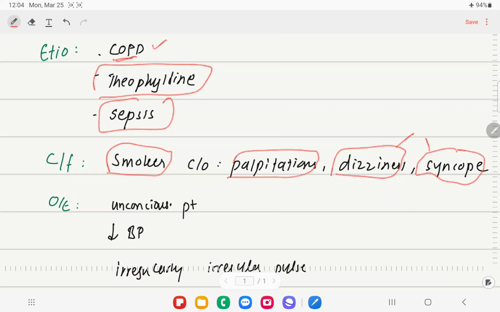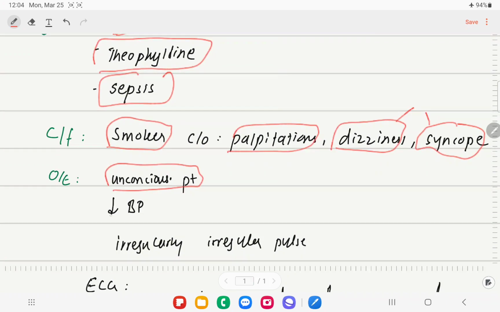On examination, we're going to find an unconscious patient, and if we check the blood pressure, it will be low in these patients. The one thing that we're going to get in these types of patients is an irregular pulse, just like that of atrial fibrillation patients. So we have two differential diagnoses: if we find an irregular pulse, one is multifocal atrial tachycardia, and another one is atrial fibrillation.